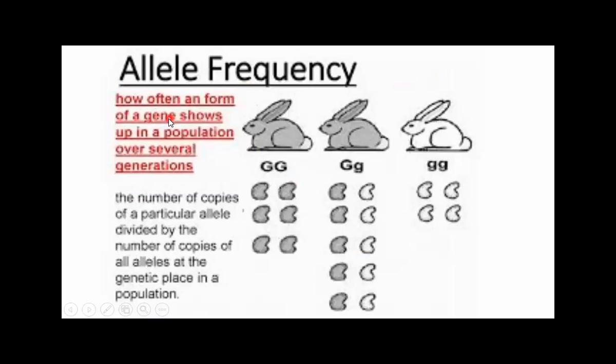Example of allele frequency: how often any form of a gene shows up in a population over several generations, and the number of copies of a particular allele divided by the number of copies of all the alleles at the genetic place in a population. For example, this is homozygous dominant, this is heterozygous, and this is homozygous recessive.